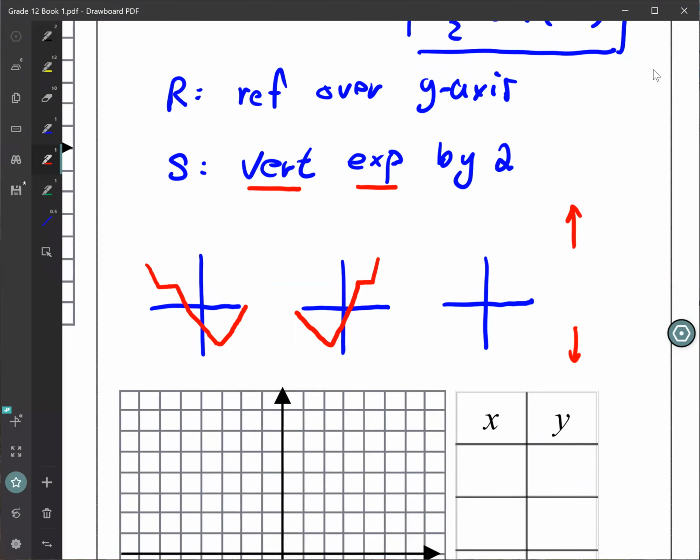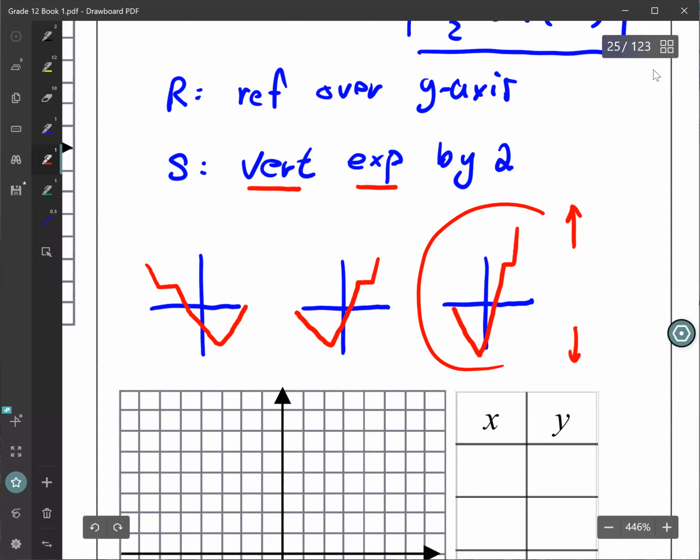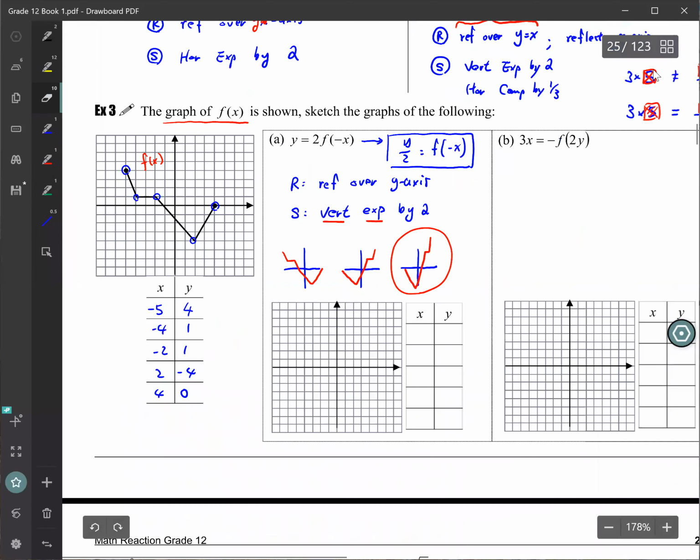So basically it will look something like this. It'll be skinnier, okay? Left and right is still the same width, just top and bottom will get taller, longer. So this will be the graph we expect to get. If you get something that's very different from that, then you know you did something wrong, right? So this is something you can do before you start plotting points.